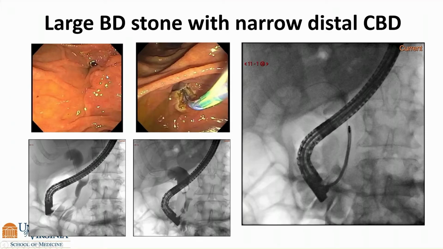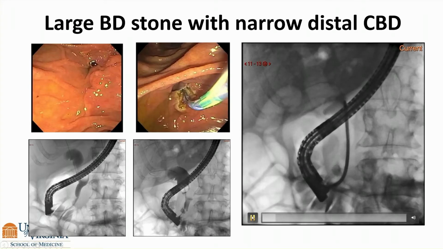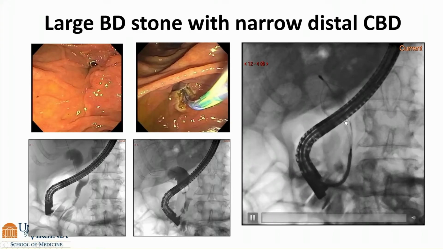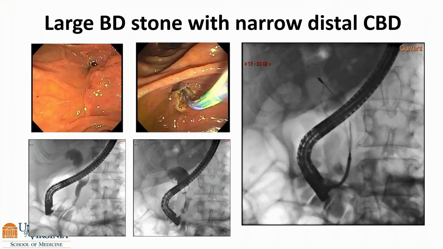This is an example of a rather unremarkable papilla. Patient had a large stone. There's a periampullary diverticulum. We cut an adequate sphincterotomy. And here you can see that there's a relatively long distal segment of the bile duct, narrow compared to the proximal segment, and a large stone. I thought this was an ideal case for mechanical lithotripsy, and we used an over-the-wire device through the scope. The wire is removed, and then here we're trying to destroy the stone.